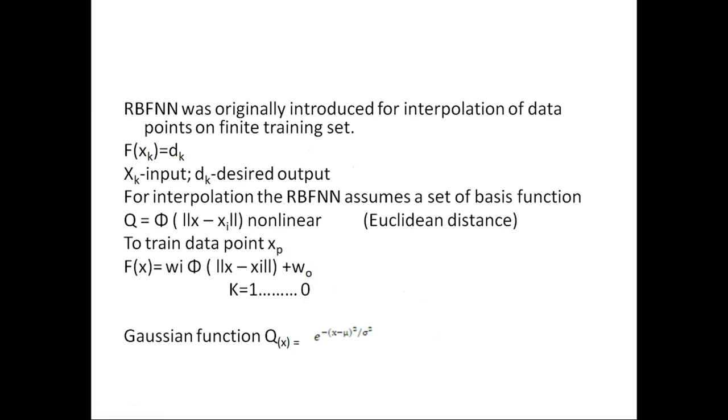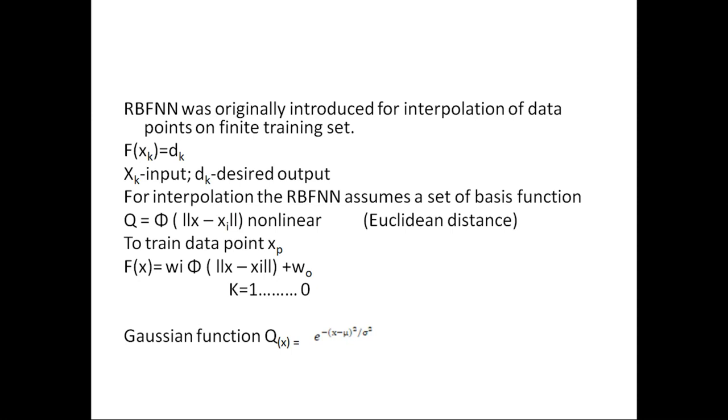So RBFNN was originally introduced for interpolation of data points on a finite training set. Here d_k is the desired output, x_k is the input, and when x_k is processed by the activation function f, we get the desired output. For interpolation, RBFNN assumes a set of basis functions, phi of x minus x_i. Suppose x is the centroid we have selected, and x_i are all the other points closer to it.